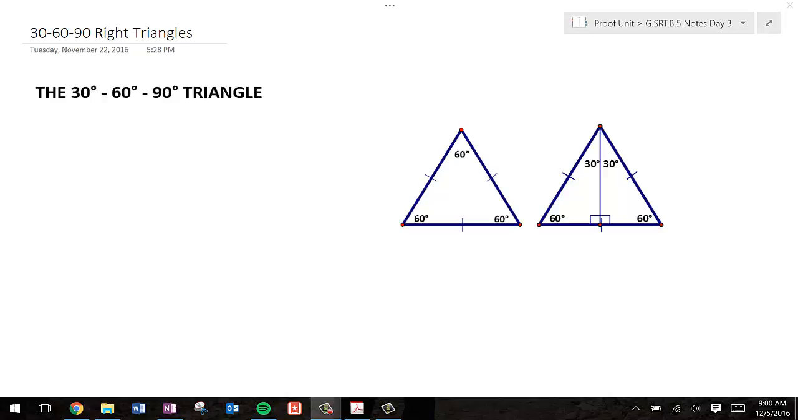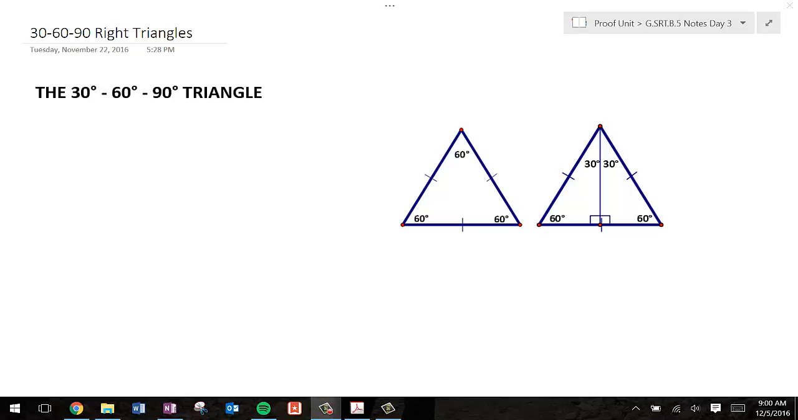Welcome back. So we are in our final lecture, our final video of the proof unit here, where we're going to wrap up our discussion on G.SRT.B.5, where we are looking at right triangle relationships, and more specifically in this case, the 30-60-90 right triangle.